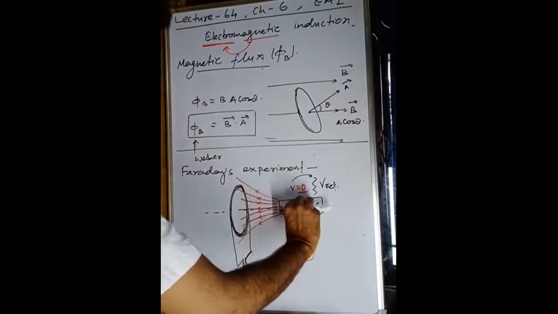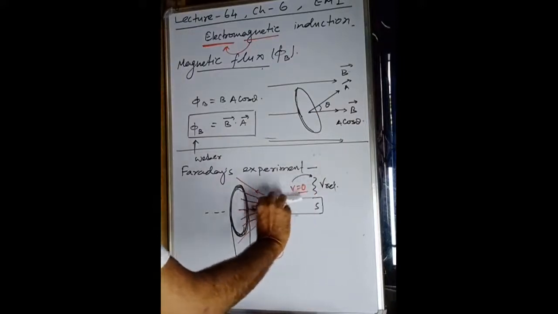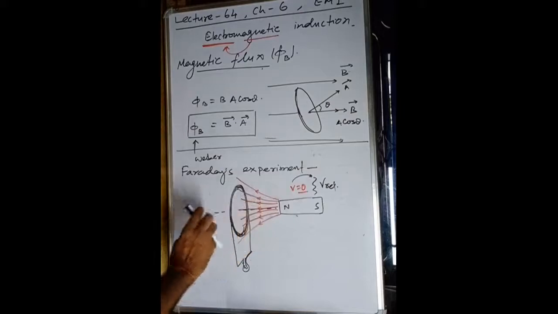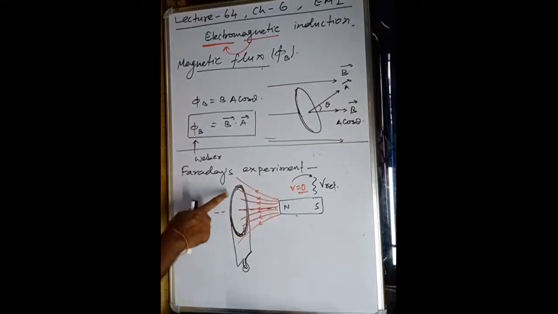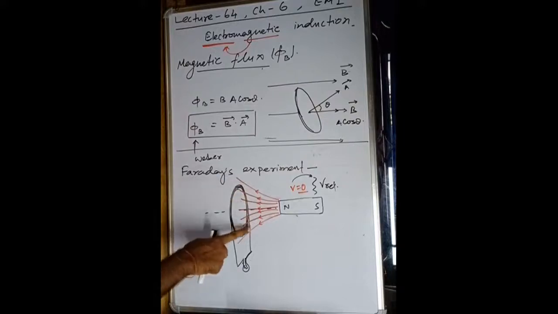However, here the magnetic field lines are changing as you are moving this magnet with respect to the coil. The number of field lines enclosed by the coil is changing. Due to the change in this magnetic flux, there will be an EMF induced in the coil, and this was observed by Faraday. And EMF will be induced.